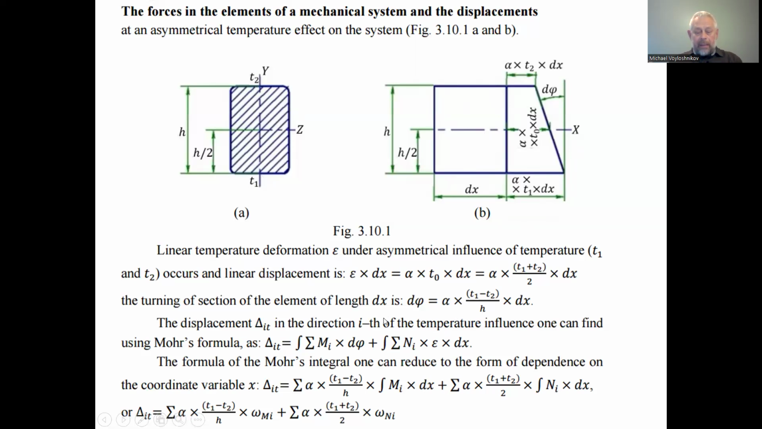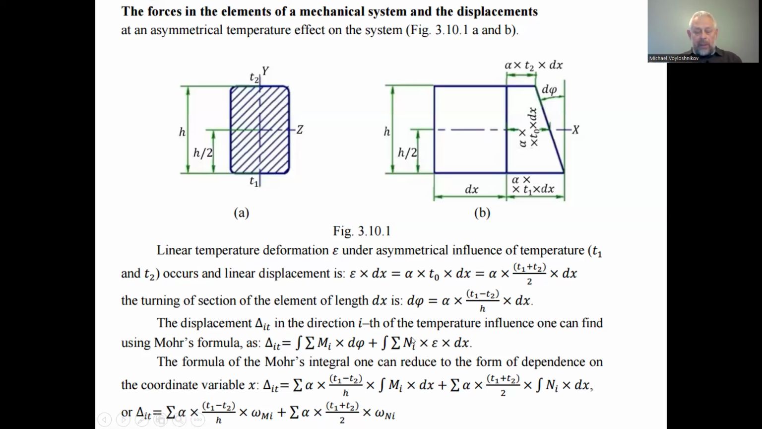And the increment of the angle of rotation of the section is equal to the product of alpha, the coefficient of linear expansion of the material of the beam, product by the fraction: in the numerator, we have the difference of the temperatures on the sides of the beam, T1 minus T2, and we divide by the height of the beam, h, and product by dx.